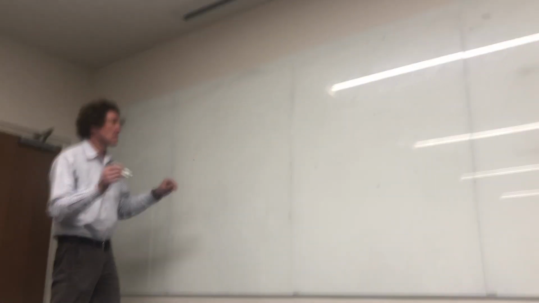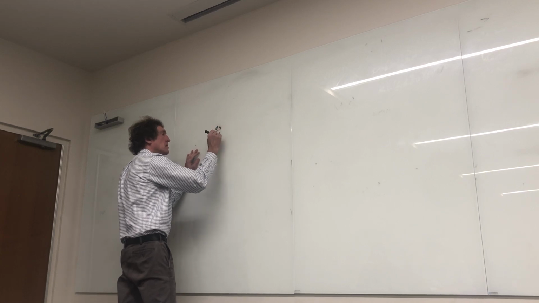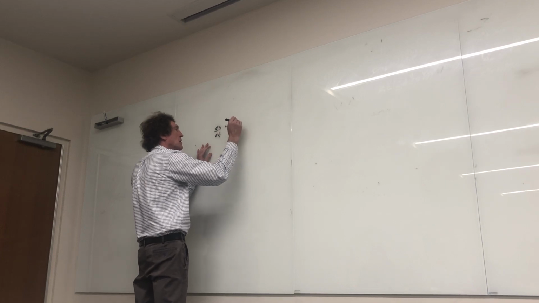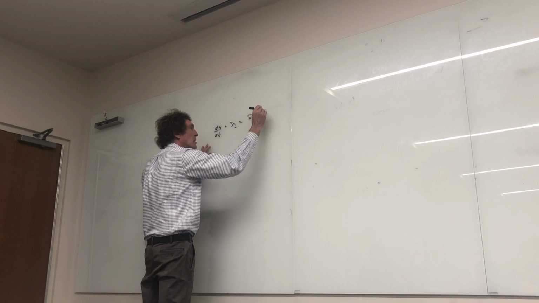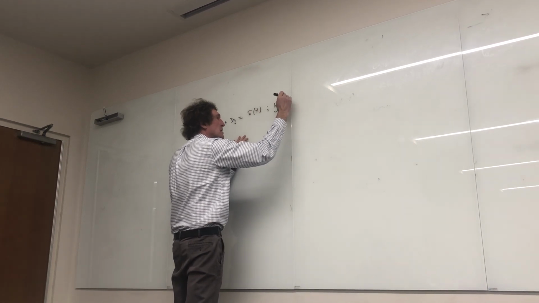dy of t over dt plus 3y of t equals delta t, with y of 0 equals 0.